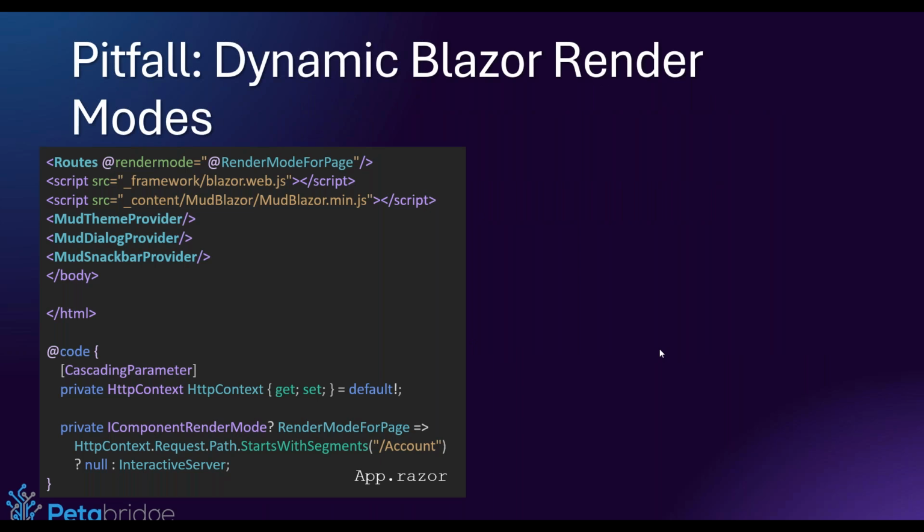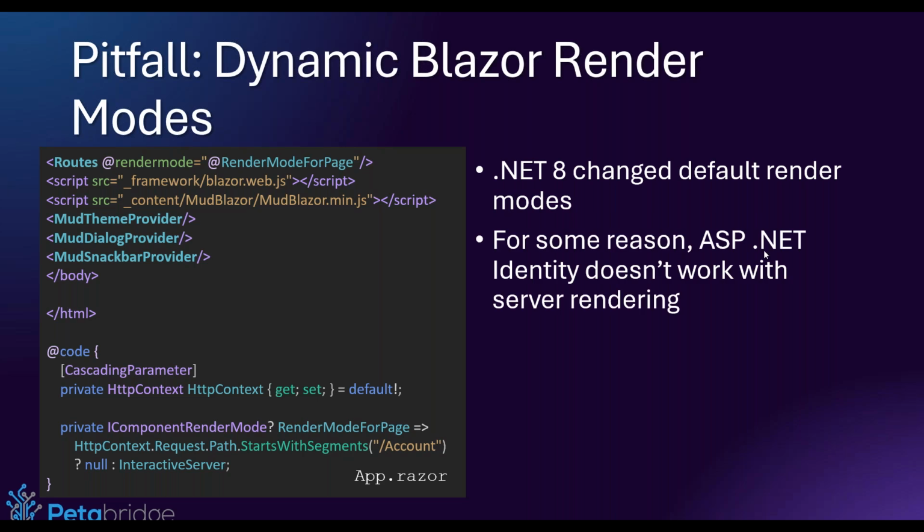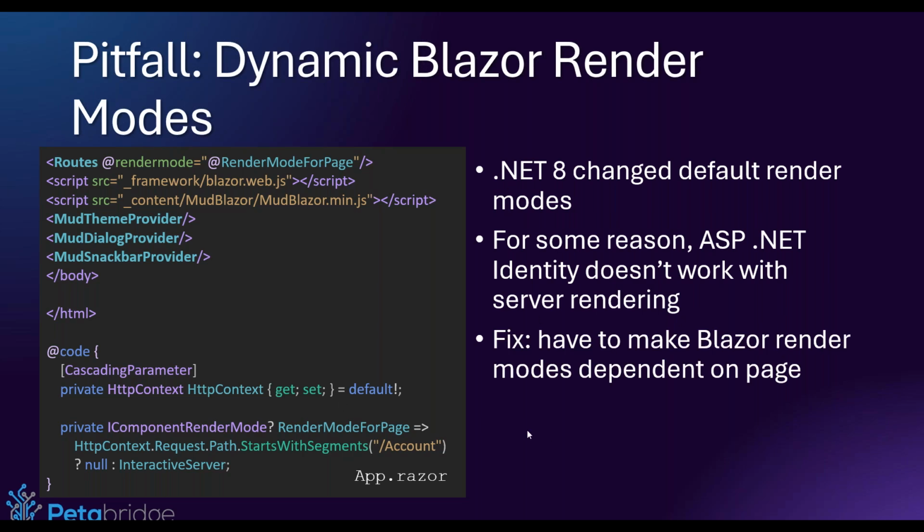All right, so we're going to start with the first problem you will run into with Blazor and .NET 8 if you want to use, let's say, Mud Blazor, or you want to use Blazor Server Interactive Mode, and you also want to use something like ASP.NET Identity. .NET 8 changed some of the default render modes in Blazor, and for reasons I still don't fully understand, ASP.NET Identity does not work with server-side rendering at all. It only works with WebAssembly. So one of the things you will need to do if you want to use Blazor server mode here is this is the workaround that Microsoft currently recommends. You basically need to set inside this is the app.razor file.